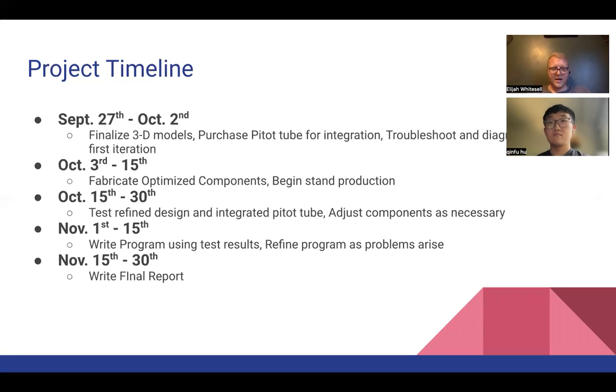So for our project timeline, from the end of September onto early October, we should finalize the 3D models. We should have purchased the pitot tube for integration, and we should have troubleshot and diagnosed the main problems of the first iteration.